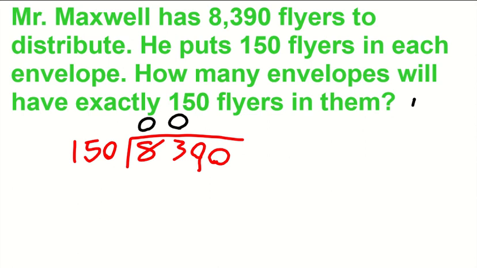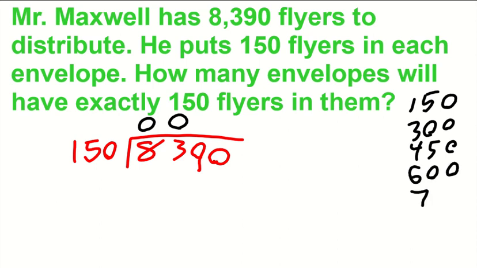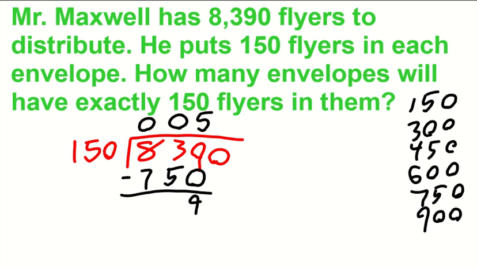Remember, you can always list out multiples. So we got 150, 300, 450, 600, 750, 900. 900's too high there. So that was 1, 2, 3, 4, 5 on my list. I got 750. We subtract. We get 89. I bring down the 0, 890. This 900's too high, can't use that, so that means we're using that 5 again.